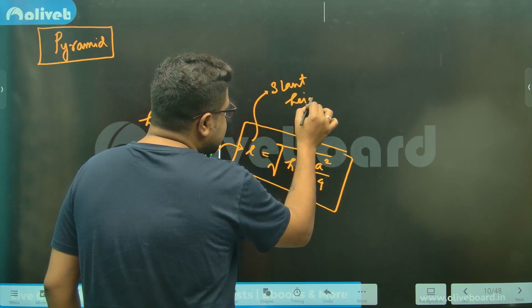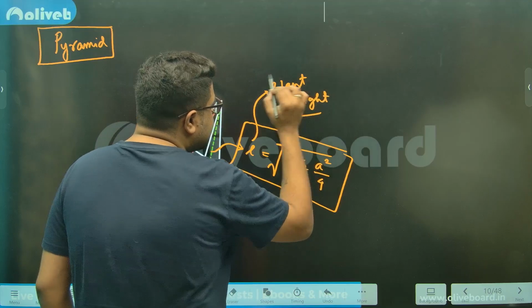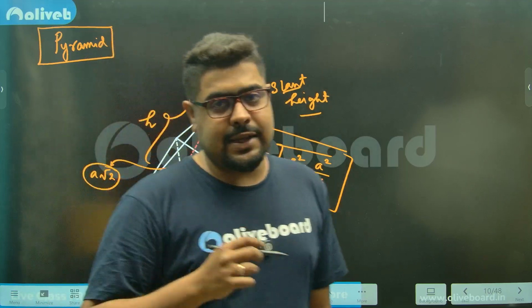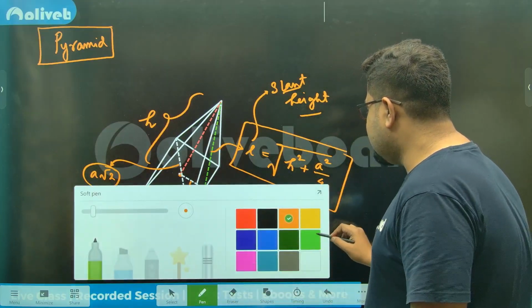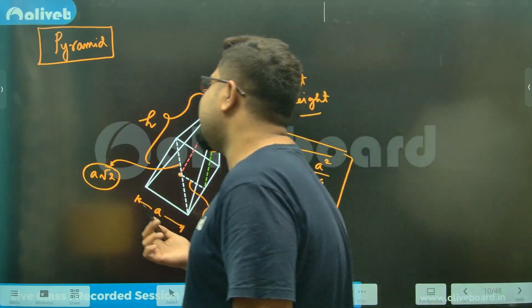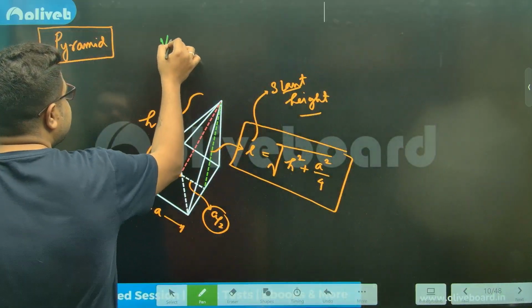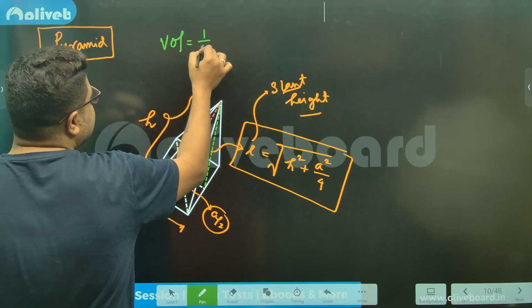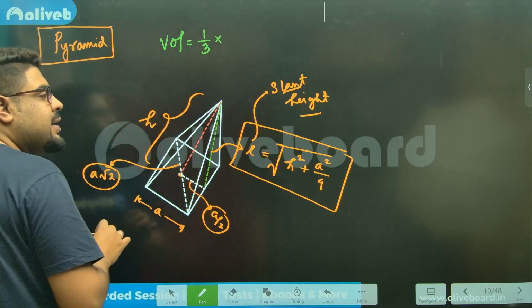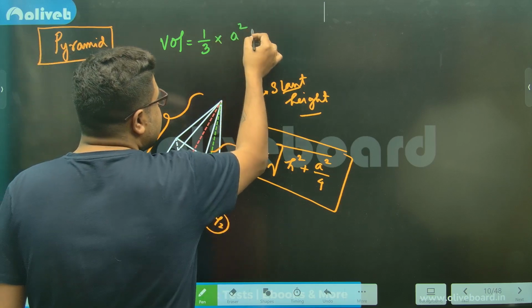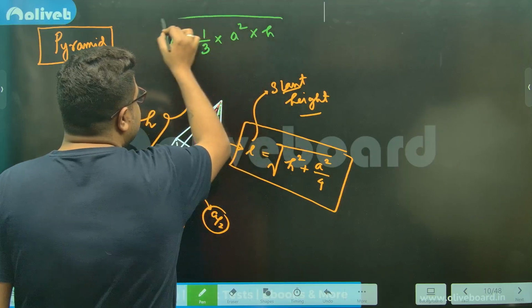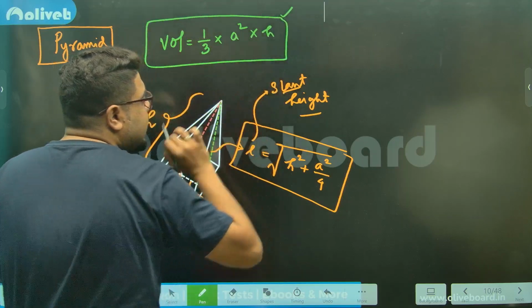Again, I'm giving you these so that when they ask you difficult questions, you can answer. The basic questions, the volume, anybody can answer. Why can anybody answer volume? Volume is 1/3 into the area of the base, in this case A square, into height, that is h. Done.